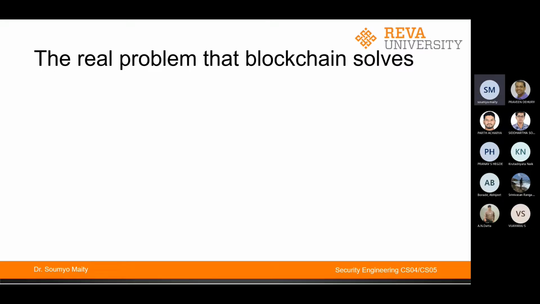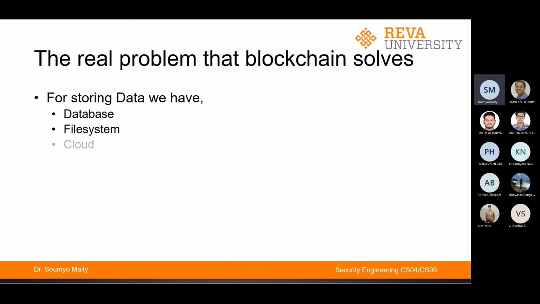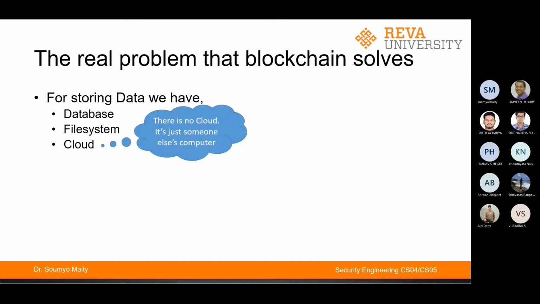Let's see what exactly the problem is. Why is blockchain required for storing data? Blockchain is nothing but a technology to store data. That's all. But it solves a problem that normal data storage cannot solve. That's why blockchain is coming. So what are the classical data storage options we use? Databases. We use file systems, cloud.